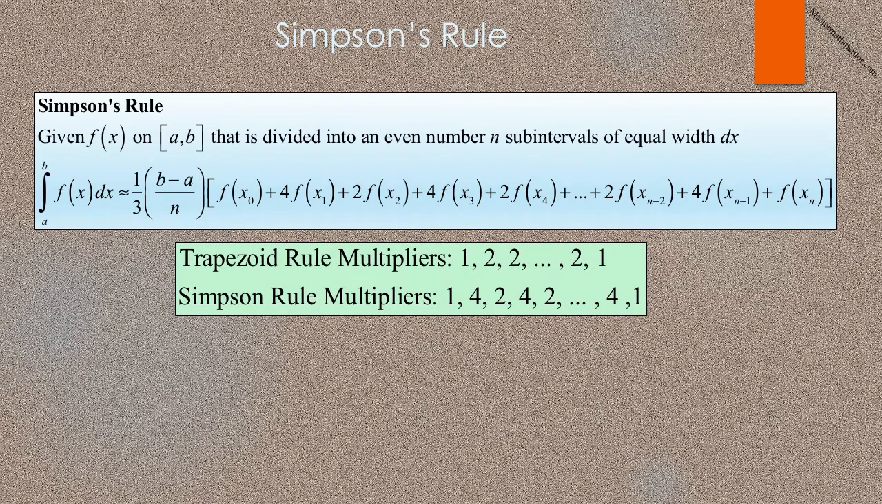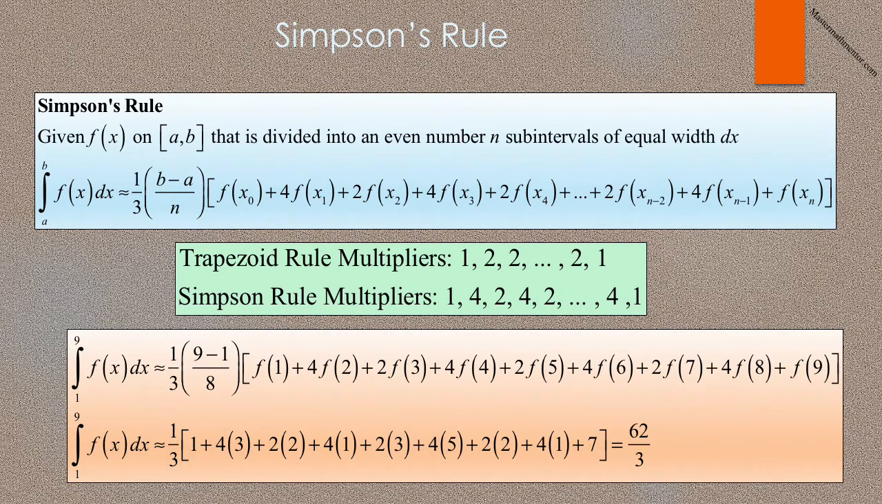This seems complicated, but it really isn't. Just as with our trapezoid rule, we had multipliers: 1, 2, 2, dot, dot, dot, 2, then back to 1. Simpson's rule also has multipliers: 1, 4, 2, 4, 2, dot, dot, dot, 4, 1. So like the trapezoid rule, it starts with 1 and ends with 1. And with Simpson's rule, the second element is 4, and the next to the last multiplier is also 4.